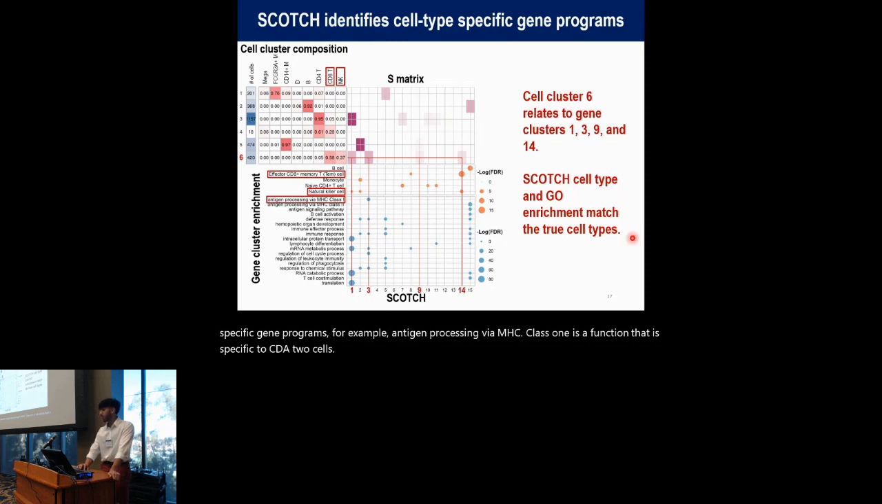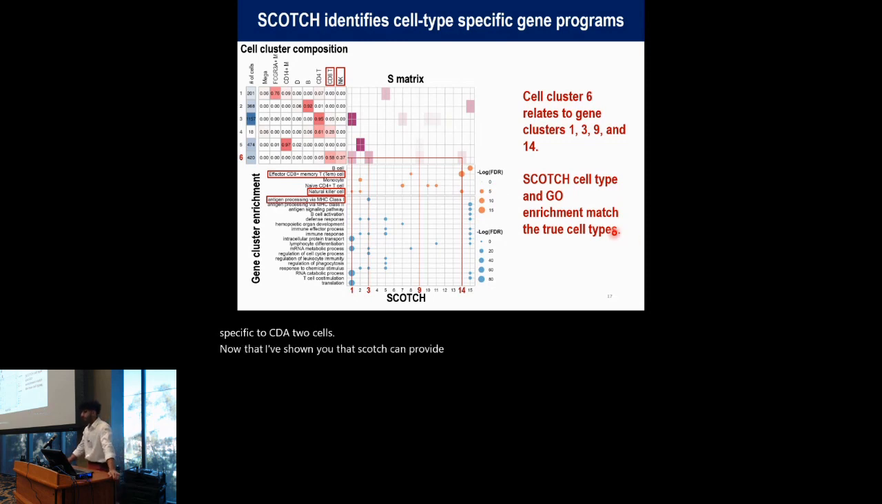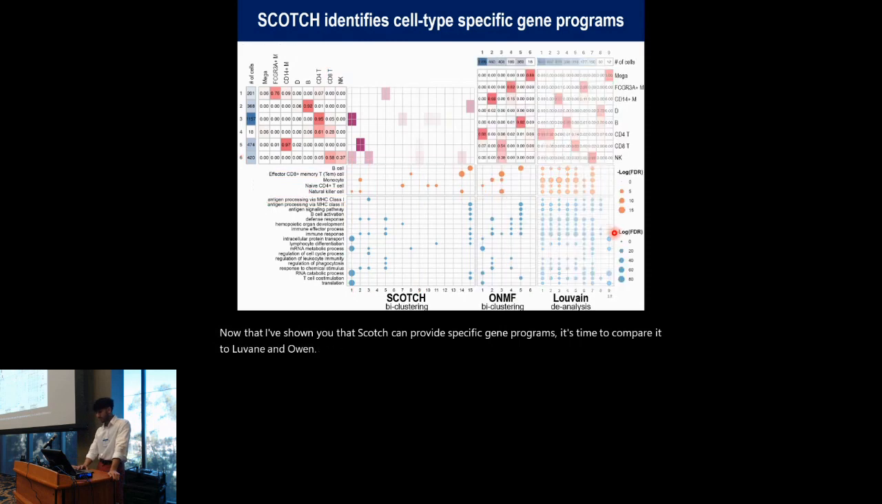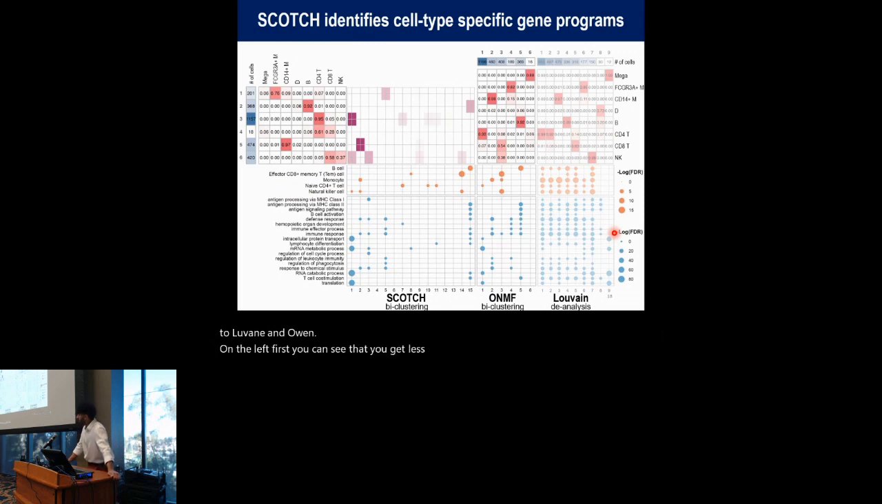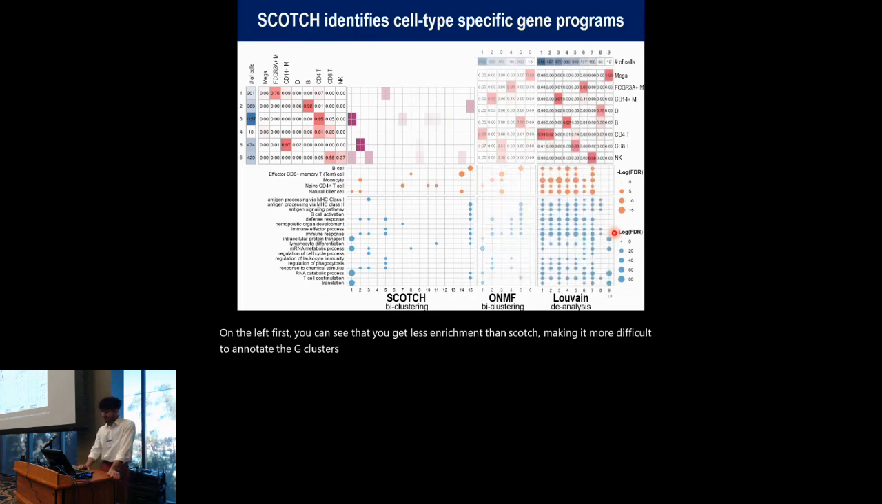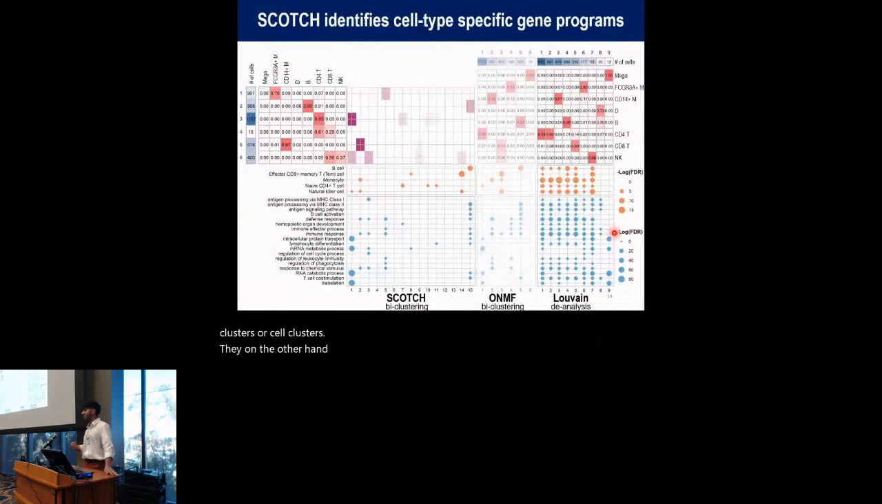Now that I've shown you that Scotch can pull out specific gene programs, it's time to compare it to Louvain and ONMF. Looking at ONMF first, you can see that we get less enrichment than Scotch, making it more difficult to annotate the gene clusters, the cell clusters. Louvain, on the other hand, gets too much enrichment, also making it difficult to annotate these cell clusters.